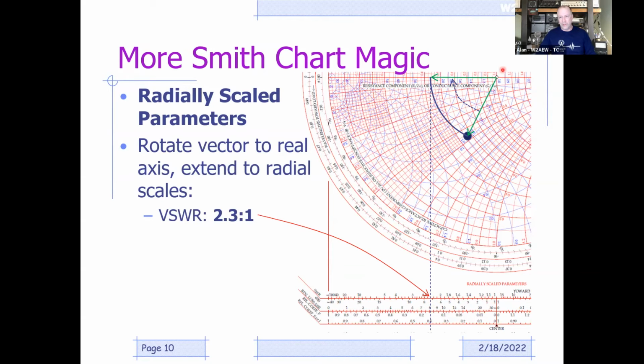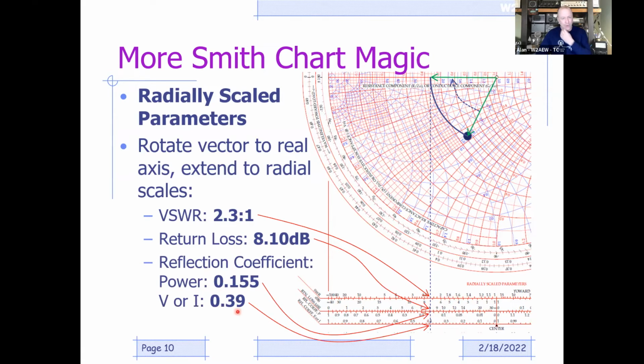If we were right at the center and went straight down, our SWR would be 1 to 1. But as we come along this axis, we're at about 2.3 to 1. We also can read return loss, which is obviously mathematically related to SWR. There's a return loss of about 8.1 dB. And reflection coefficient, for both power and voltage, can be read there as well. So that's just an example of 4 of the radially scaled parameters that can be read right off of a Smith chart. They're all mathematically related, so things like a VNA can calculate them for you, but this is how it's shown on a Smith chart and how we did it before we had VNAs.